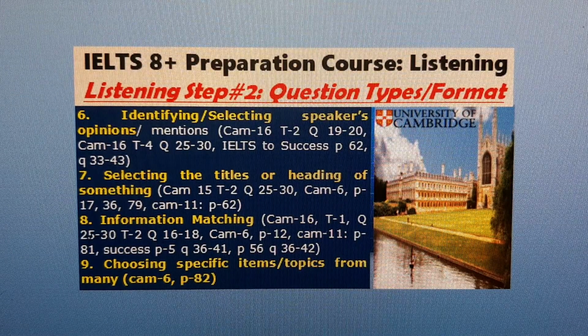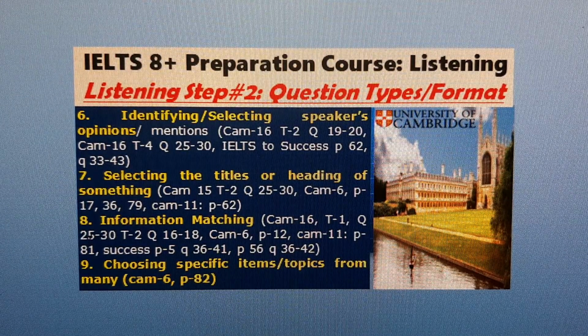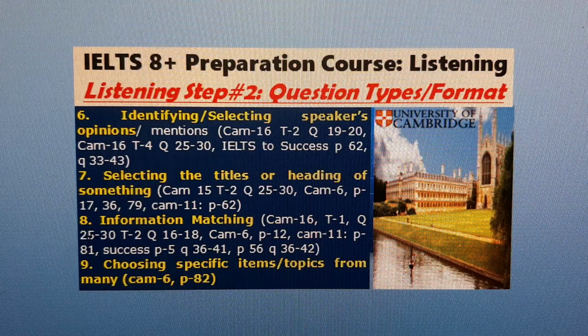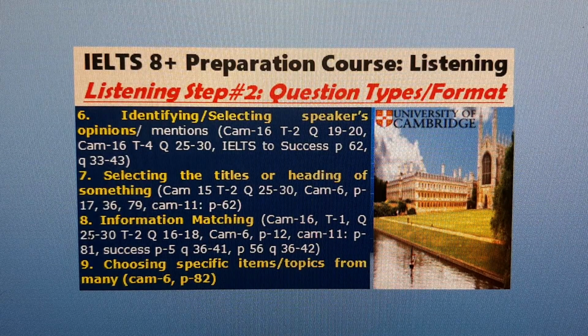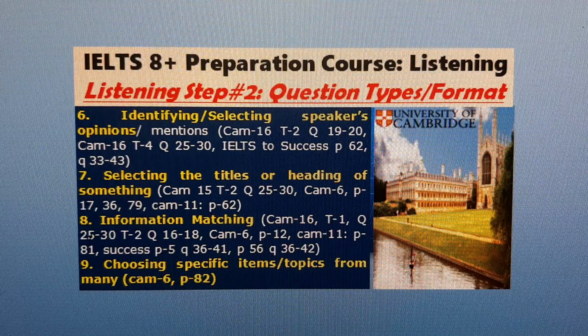IELTS listening question type 9, choosing specific items or topics from many, as is found in Cambridge IELTS book 6, page 82.